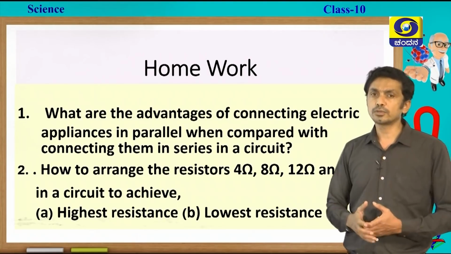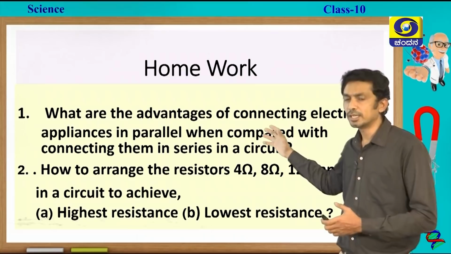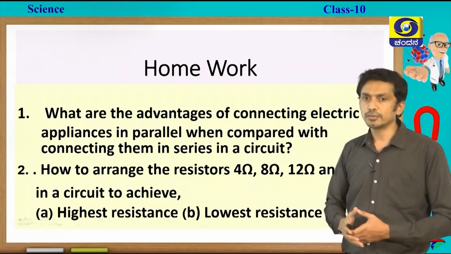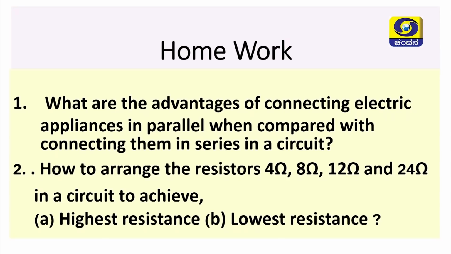Now, whatever you have learned, you need to put it here in the form of homework, write it down. The first question, what are the advantages of connecting electrical appliances in parallel when compared with connecting them in series in a circuit? The second question, how to arrange the resistors 4 ohm, 8 ohm, 12 ohm and 24 ohm in a circuit to achieve highest resistance in the first case, and the same thing you need to write for lowest resistance. How do we connect the 2 resistors or the 4 resistors?